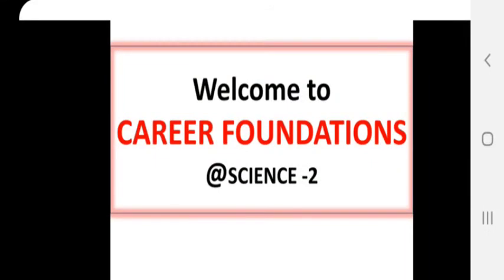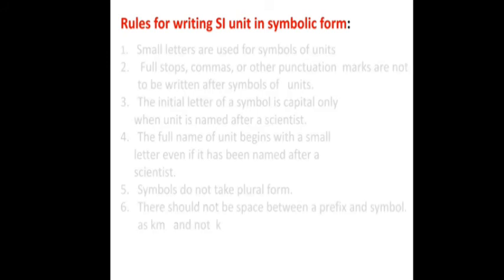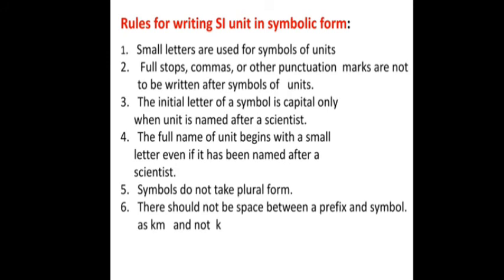So here we are continuing with the last class. We had covered the SI system in the last class, and we had understood the SI basic quantities and supplementary quantities, their respective units and their symbols. Now today we are going to understand the rules for writing SI units in symbolic form.